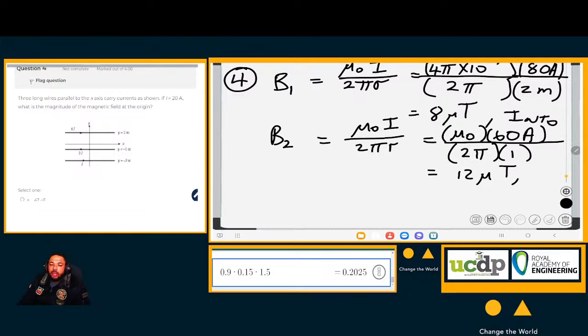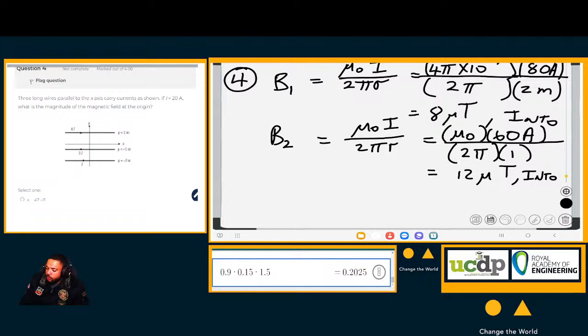So 12 microtesla. And now important, the direction. Point our fingers in the direction of the current. Our curled fingers will point in the direction of the magnetic field, and we will see that in this case the magnetic field goes into the point at the origin. So now we have 8 microtesla and 12 microtesla going into, so that therefore the magnetic field strength going into is so far roughly 20 microteslas going into the point.